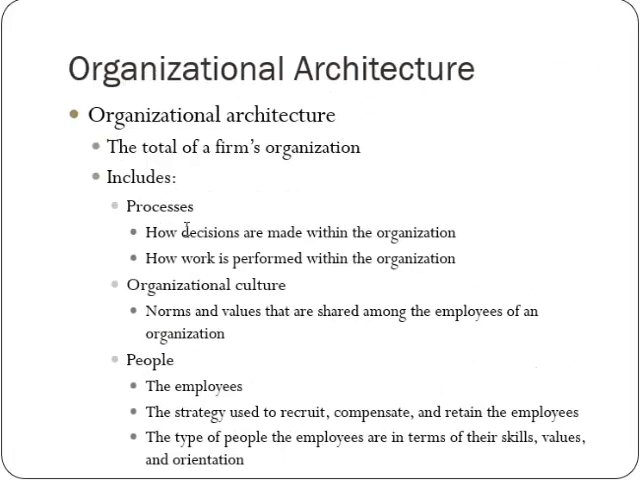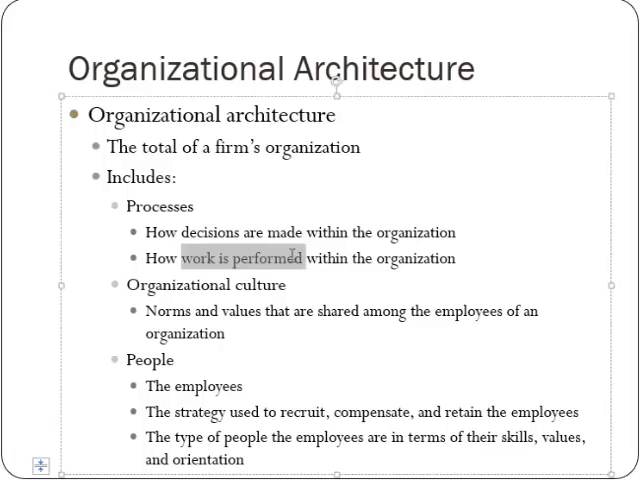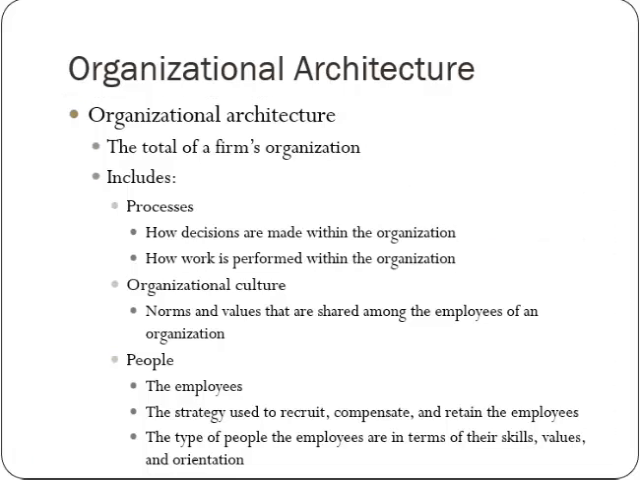It also includes the organization's processes, which means how decisions are made in an organization. How does an organization decide what to do? Does the CEO run everything? Does something go to the CFO? Does it go to the COO? Does it go to vice presidents, lower managers, middle managers? Who makes decisions? That's a process of an organization, and how work is performed within the organization. What are the processes in terms of who tells whom to do what and when? These are, of course, just included in the firm's architecture.